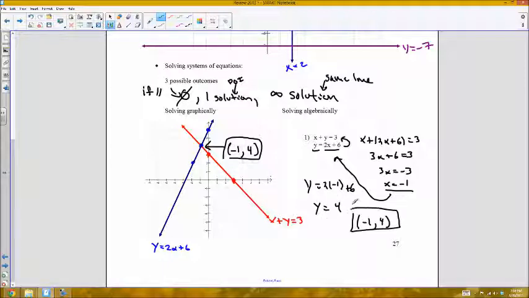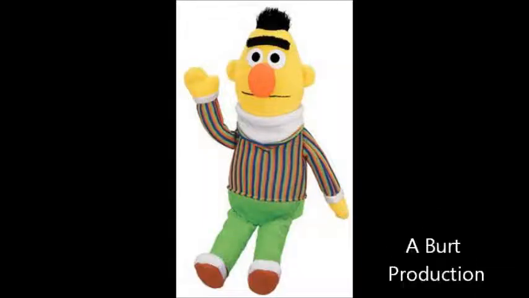Now notice, regardless of which method I used, I still got the same point of intersection. So you have those two methods, algebraically and graphically. You should be familiar with both. And to make a long story short, too late.